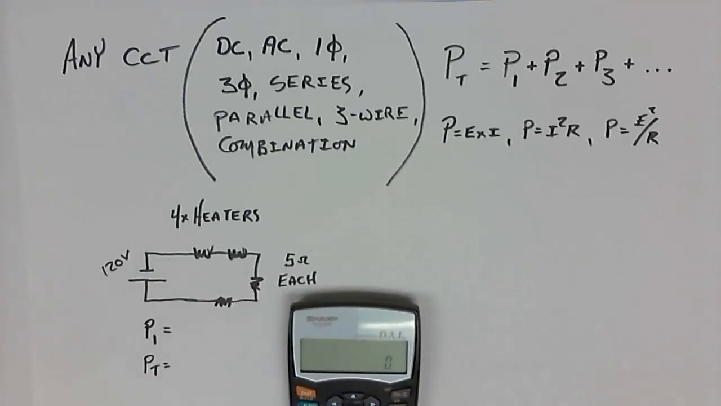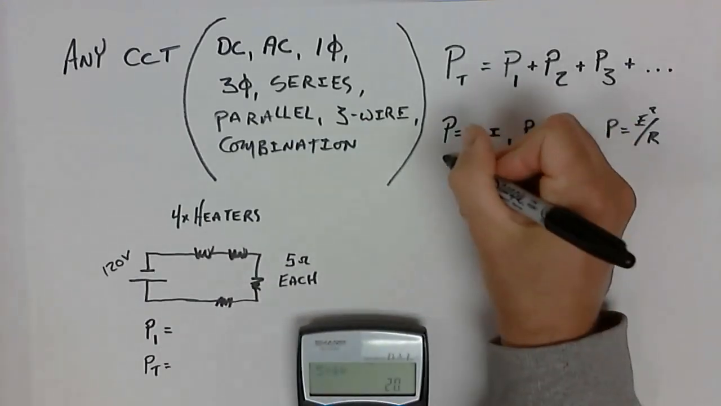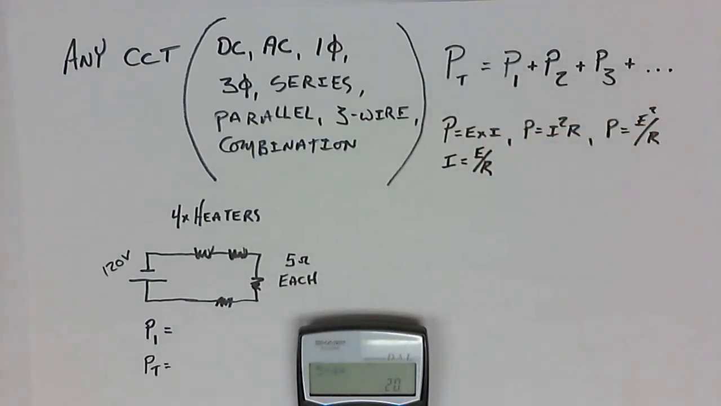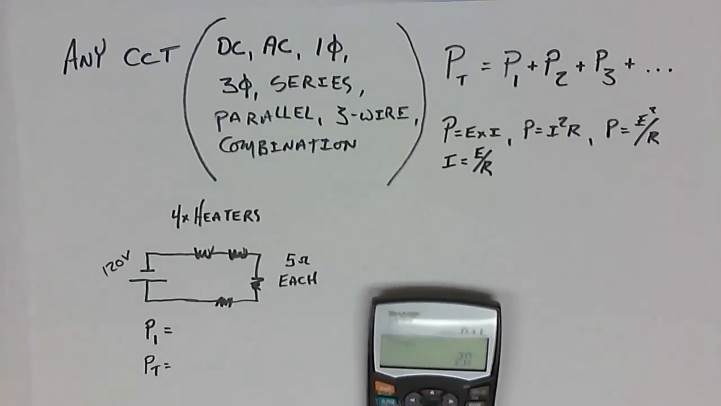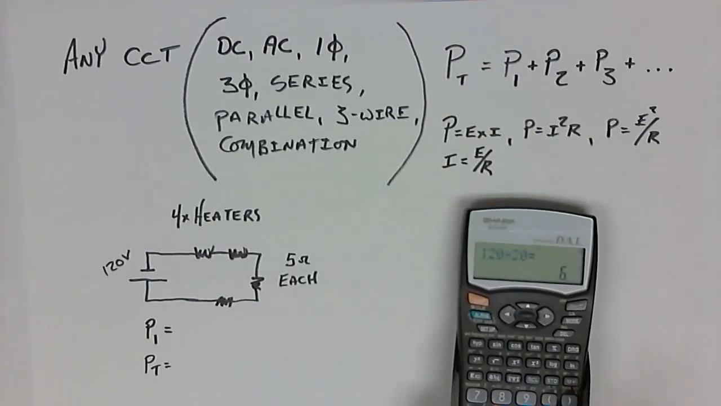5 ohms, 120 volts. So let's see, if I want to get the total current, I need to know the total resistance. So that means adding them all together. 5 times 4 equals 20 ohms. I have 20 ohms worth of resistance total of this entire circuit. And we know Ohm's law, I is equal to E over R, means that I should be able to calculate what the current is. So if I take 120 and divide it by 20, I get a current value of 6 amps. 6 amps, there we go.